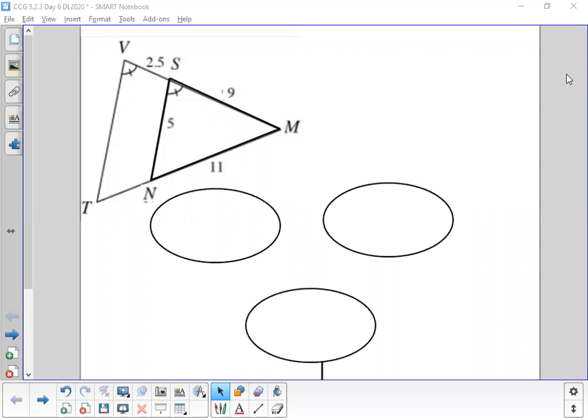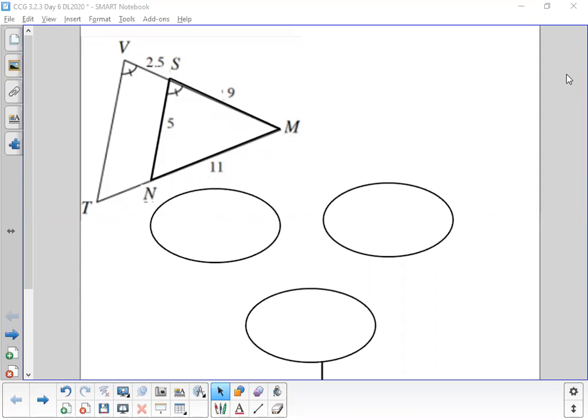We want to show that these two triangles are similar. Now, this is an example of something that I call a nested triangle because I've got one triangle, triangle MSN, which is completely inside the other triangle, MVT. And I wanted to ask myself, are these two triangles similar?